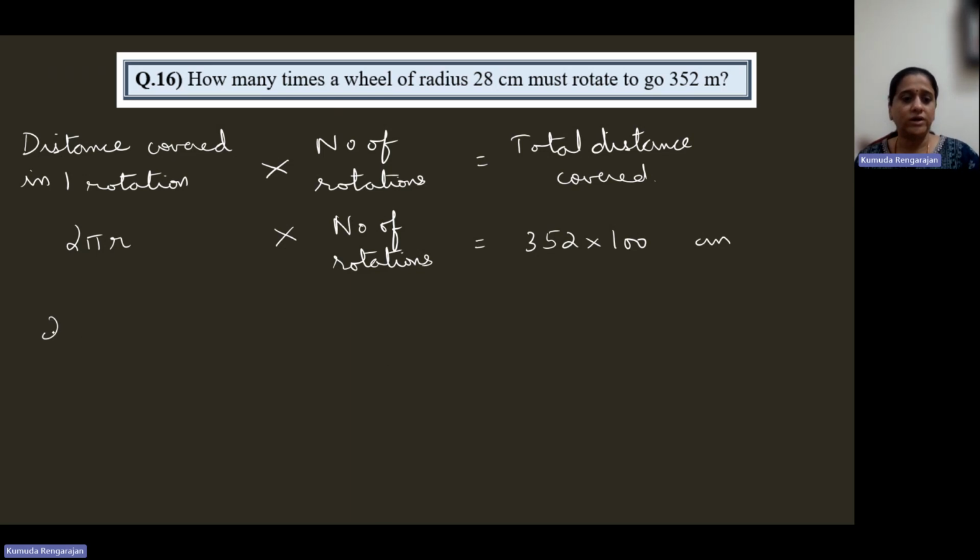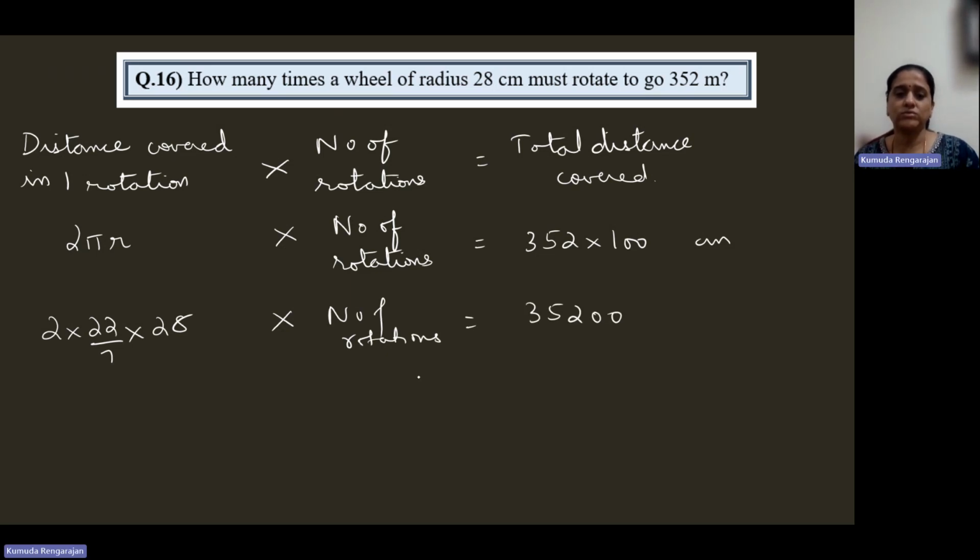Now 2 into 22 by 7 into what is R? 28. Into number of rotations. Number of rotations is equal to 35200 divided by 2 into 22 into 4. Correct? Now you can cancel 7 fours.